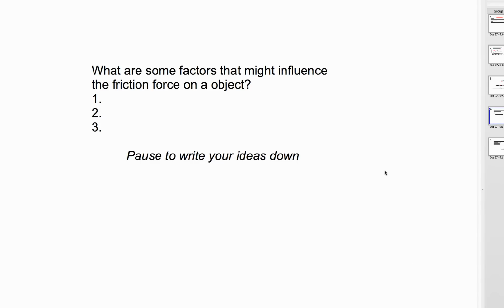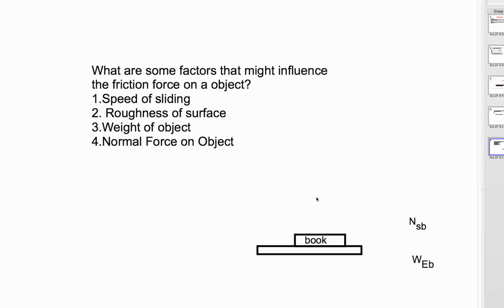So, what do you suppose are some factors that might influence the friction force on an object? Why don't you pause the video here to write down your own ideas. Here are some factors that I came up with. Are these some of the same ones that you came up with? The speed of sliding, the roughness of the surface, the weight of the object, the normal force on the object.